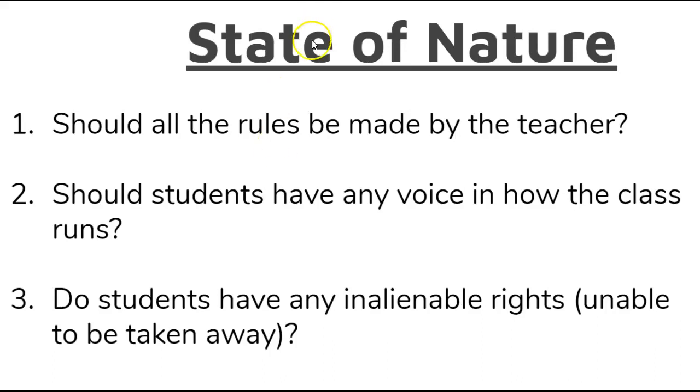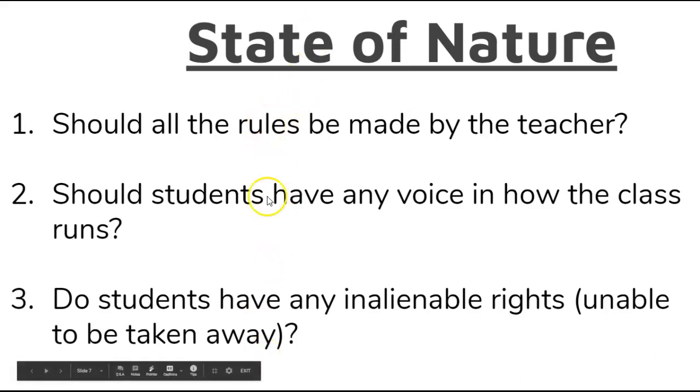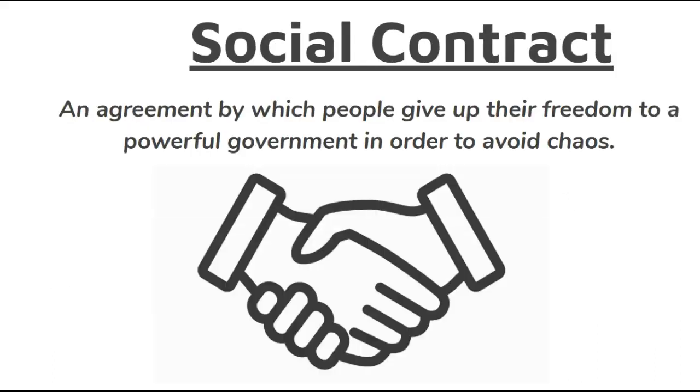These are the questions that the Enlightenment is going to ask about the state of nature. And these are the questions that they have to answer to figure out what government looks like. And these answers are going to shape the type of government that's going to be created by various places around the world. So that's the state of nature, the human condition without rules, laws, humans on their own.